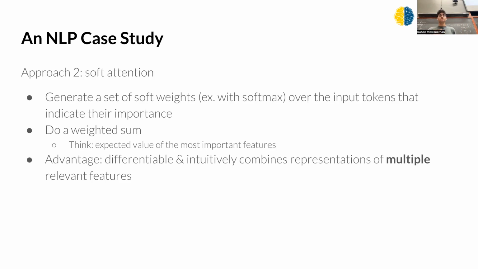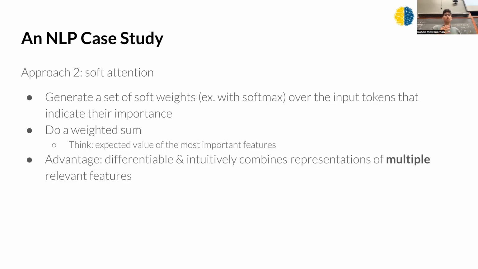And this is something that can be changed over time. This is something that's specific to different parts of the sequence, perhaps. And as this distribution changes, so does the way that we weight our relative sequence. The advantage of this over hard attention is that it's differentiable because it's a continuous distribution, and it intuitively combines representations of multiple relevant features, right?